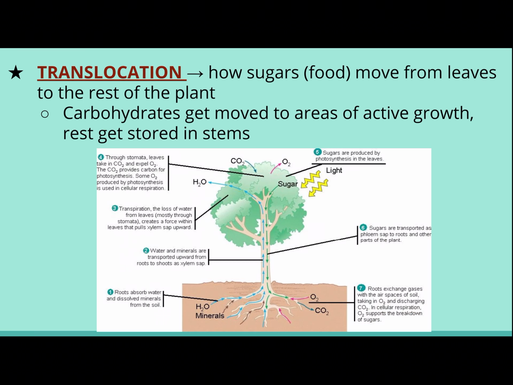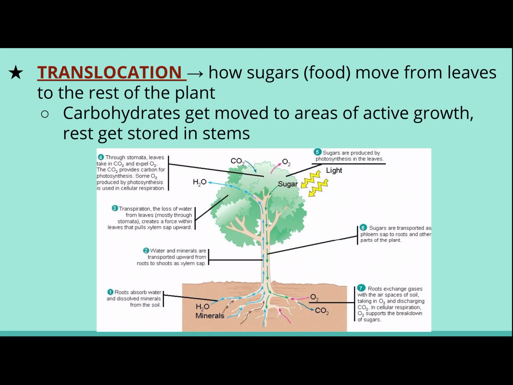Another way that plants function is through the process called translocation. And translocation is how sugars or food move from the leaves down to the rest of the plant. The carbohydrates, of course, get made in the leaves, but then they get moved to areas of active growth, and the rest gets stored in the stems. Carbohydrates, if you remember specifically glucose, which is a product of photosynthesis, is the primary energy molecule for all living things. And plants produce their own glucose, and so they produce their own energy.